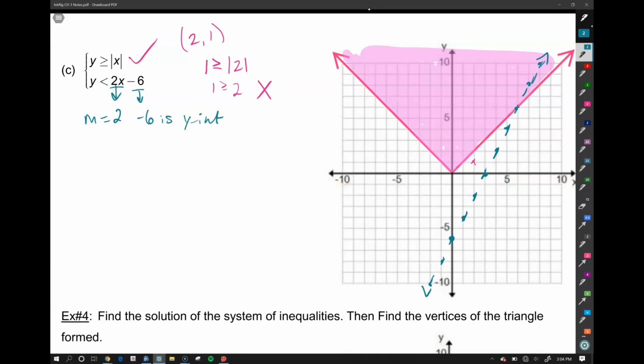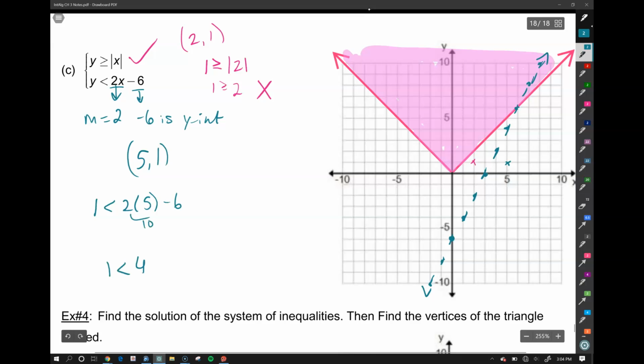That's all we want. And now the last part is deciding which half to shade. So I need to shade either above or below. Which part do I shade, Noah? How do you know? You want to pick a point for me? 5, 5? Ooh, that's really close to the line. 5, 1. Perfect, that's definitely off the line. So we're going to test 5, 1. Is 1 less than 2 times 5 minus 6? That's 10 minus 6, which is 4. Is 1 less than 4? Yeah, it is. Since that is true, I will shade that portion on the graph.